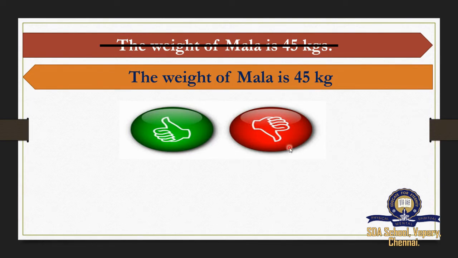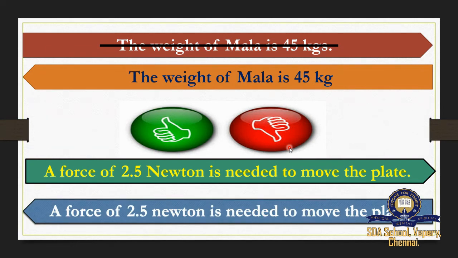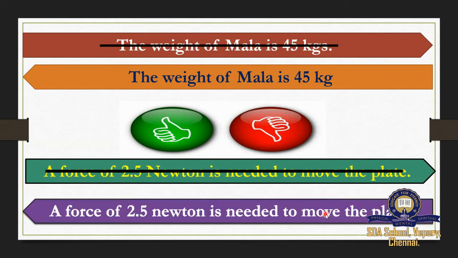I'll give you another example. Among these 2 sentences, which one is correct? A force of 2.5 Newton is needed to move the plate. A force of 2.5 Newton is needed to move the plate. So which one is correct here? Yes, the second statement is correct. Why?